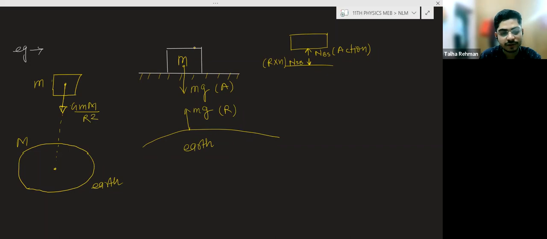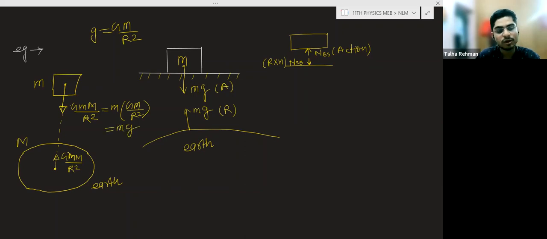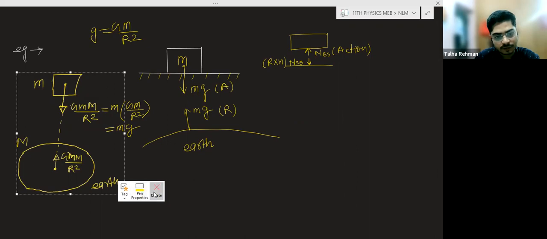Okay, distance is R square. And here this mass will apply a force, the same force, G small m capital M divided by R square. Then you will say, why have I written this like this? Because this g is given by GM by R square. We will study this in gravitation. So when you write GM by R square as g, instead of this GM by R square, we can write mg. All these things we will discuss there.